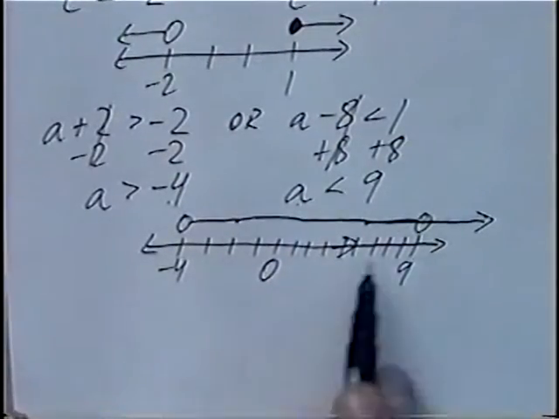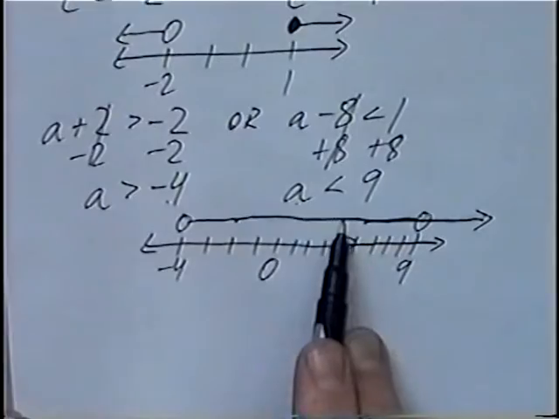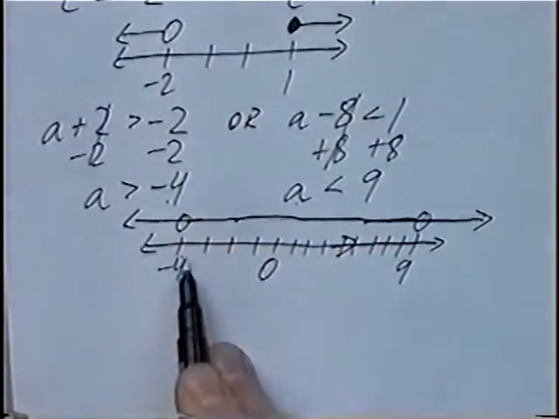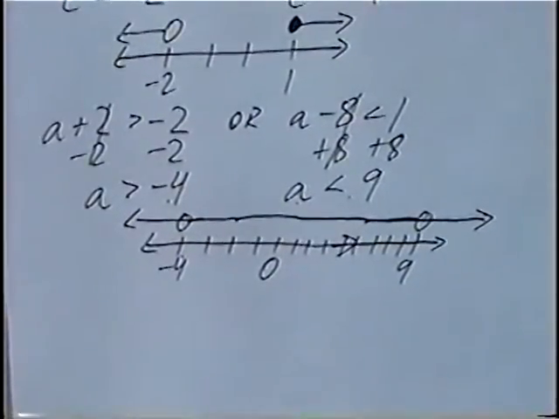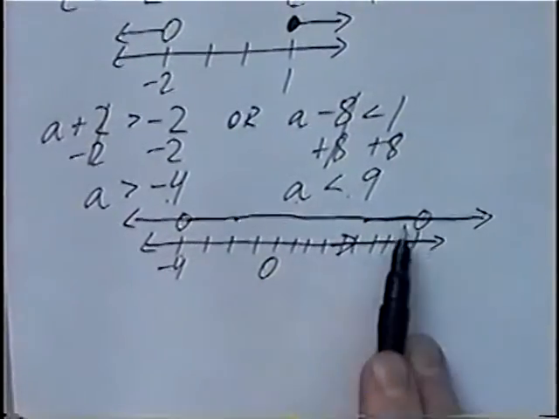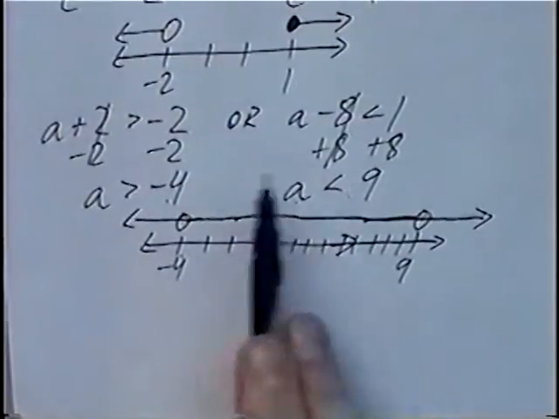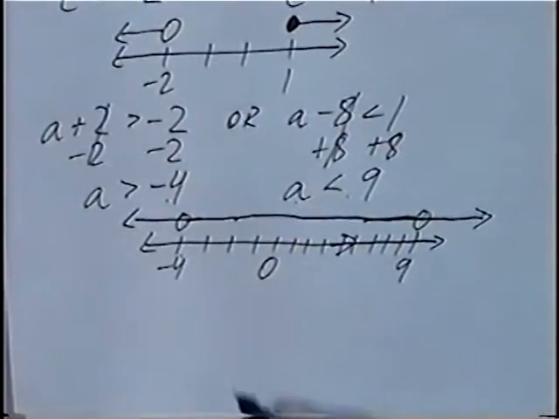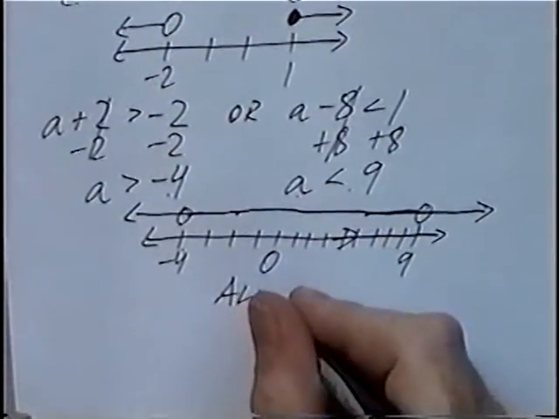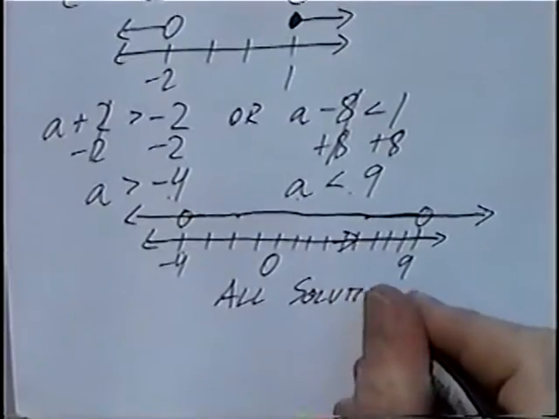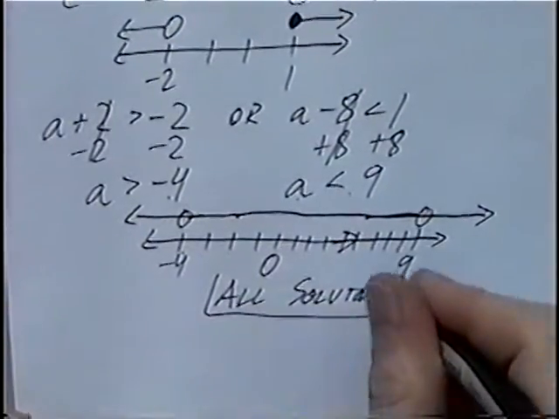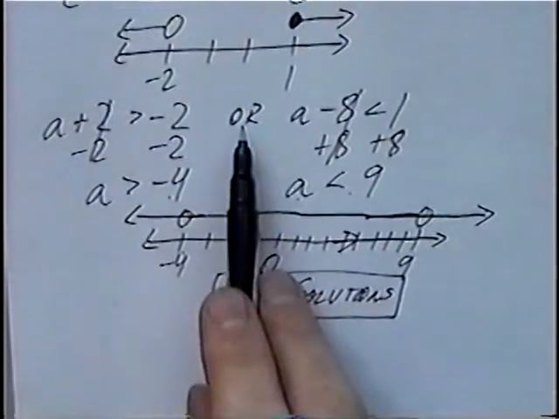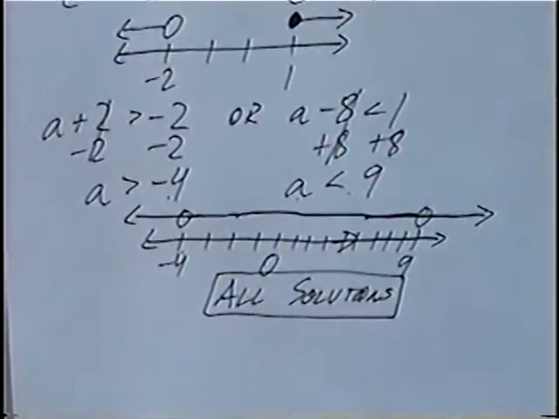Likewise, a is less than 9. All the numbers less than 9 go to the left all the way to negative 4, and also numbers past negative 4 are also less than 9. So in this case, when you have the lines point towards each other, your answer could be one or the other. If they point towards each other and you have the word or, the correct answer would be all solutions. Every number on a number line is either greater than negative 4 or it's less than 9.